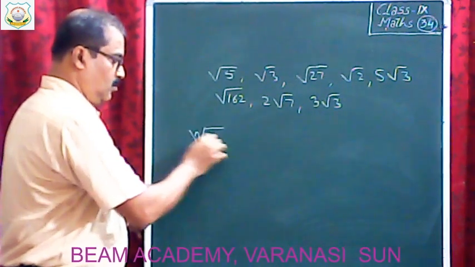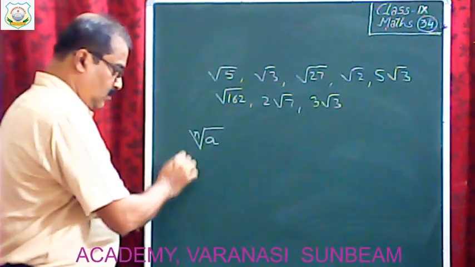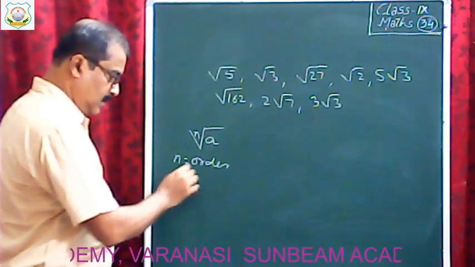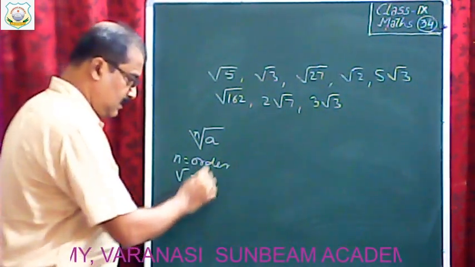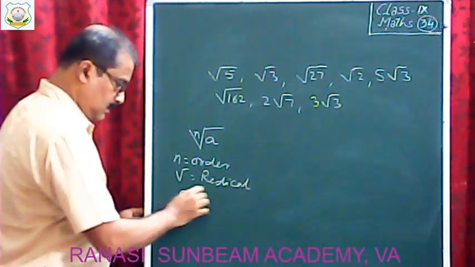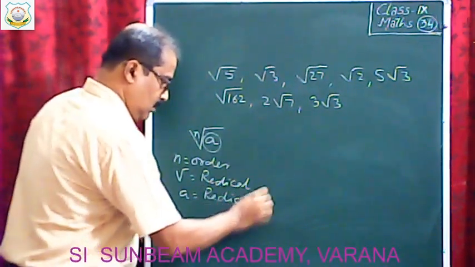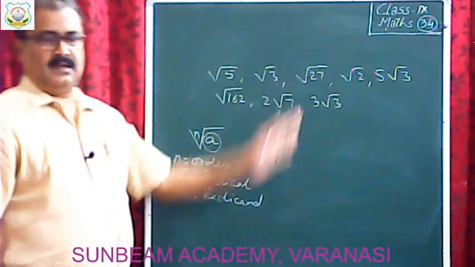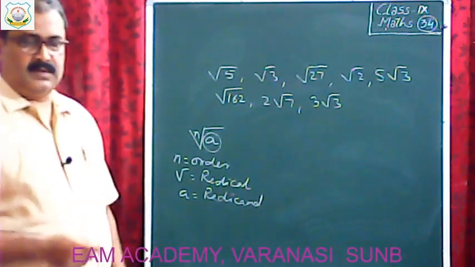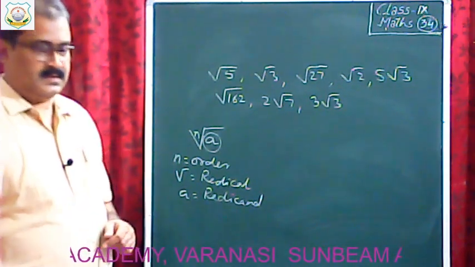This is nth root a. N is known as order. This symbol is known as radical. And that number a is known as radicand. Okay, so some numbers are there. We have to check order and radicand of the numbers. If both are same, then only the numbers are like numbers.